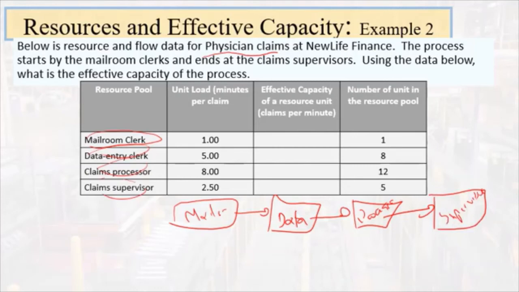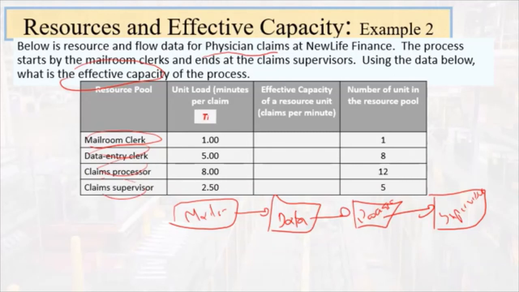Now, very interesting. The actual capacity of the process will depend on the bottleneck. Whichever process is the bottleneck is going to dictate the effective capacity for the whole process, because the question is asking about the effective capacity of the whole process. So we're going to calculate each effective capacity for each resource pool separately.